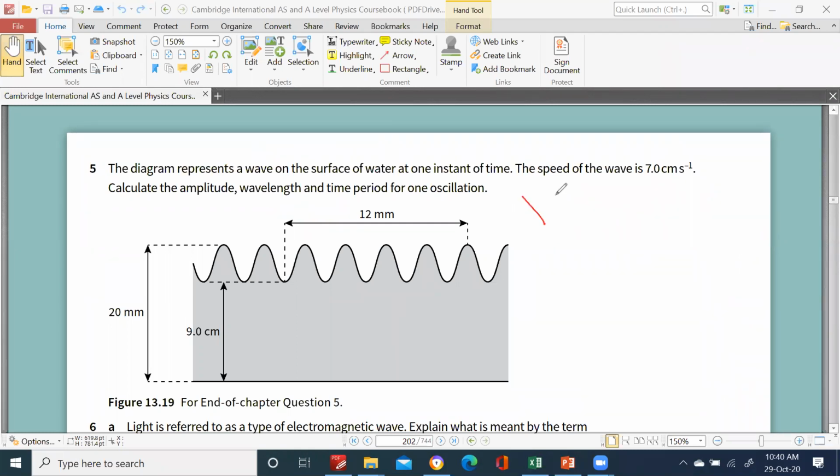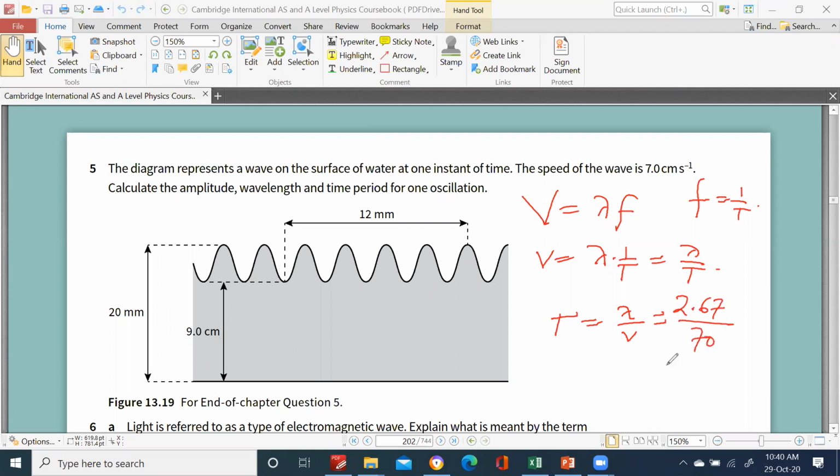So she's saying that from v is equal to lambda f, since you're looking for the period, f is equal to 1 over capital T. You can first get the frequency, or you can simply put it in the expression. So this is the same as lambda over T, meaning that our T would be equal to lambda over the velocity. The lambda was 2.67, and the velocity is 70. You get the answer in seconds. Correct. That is nice.